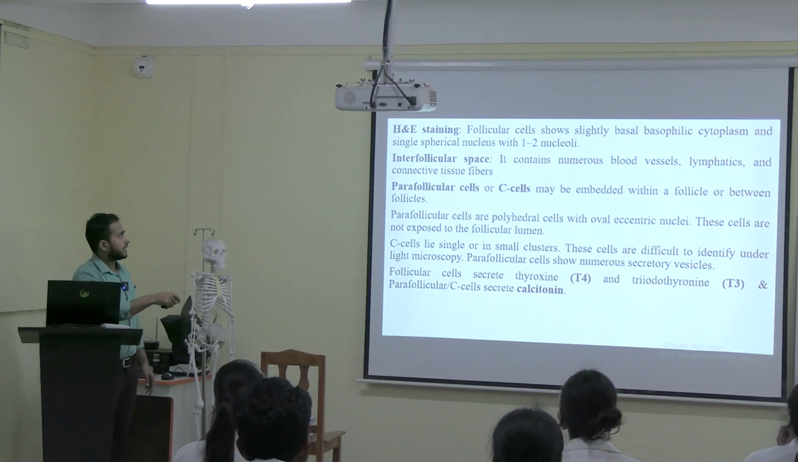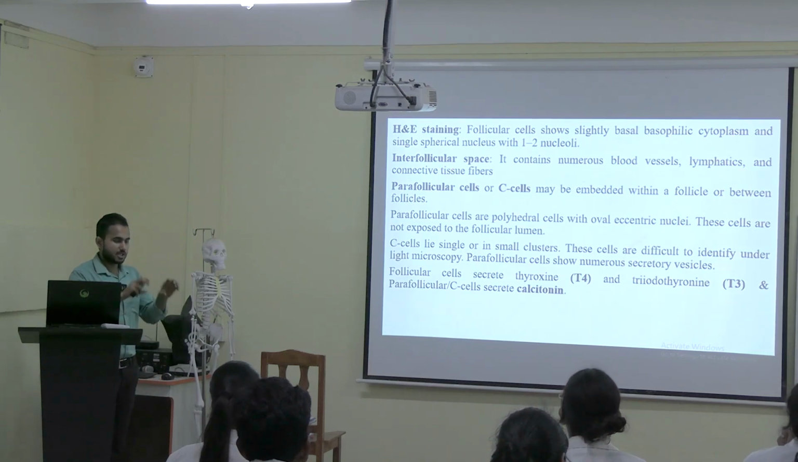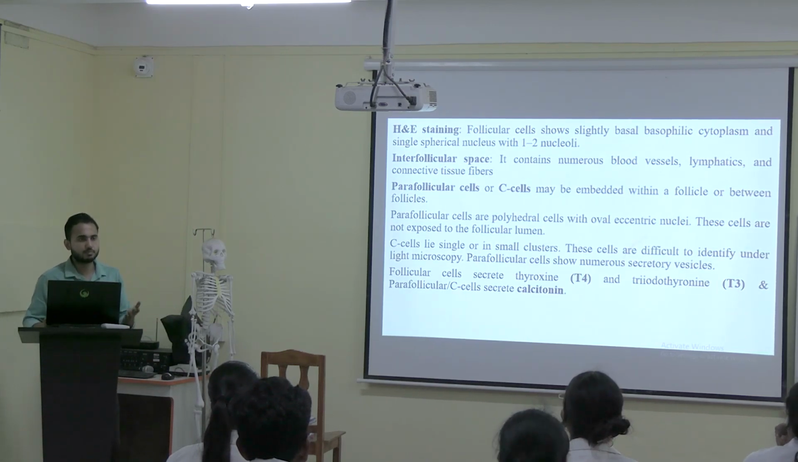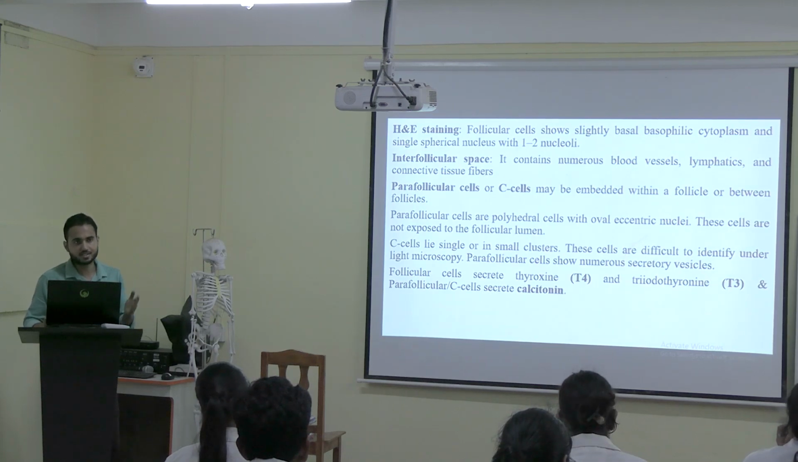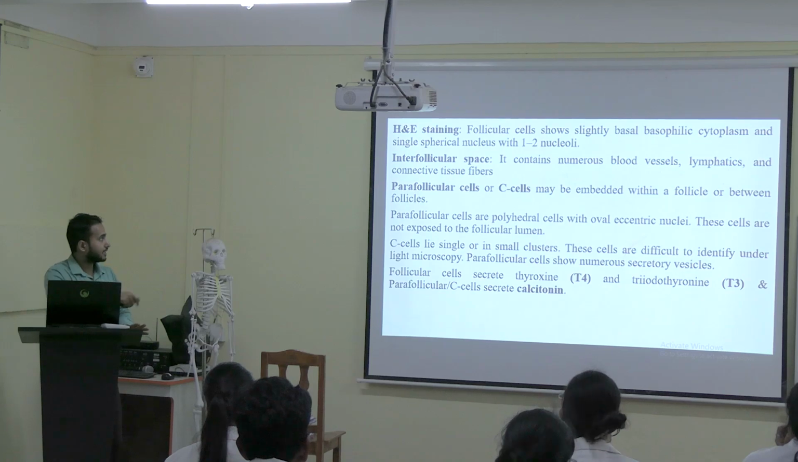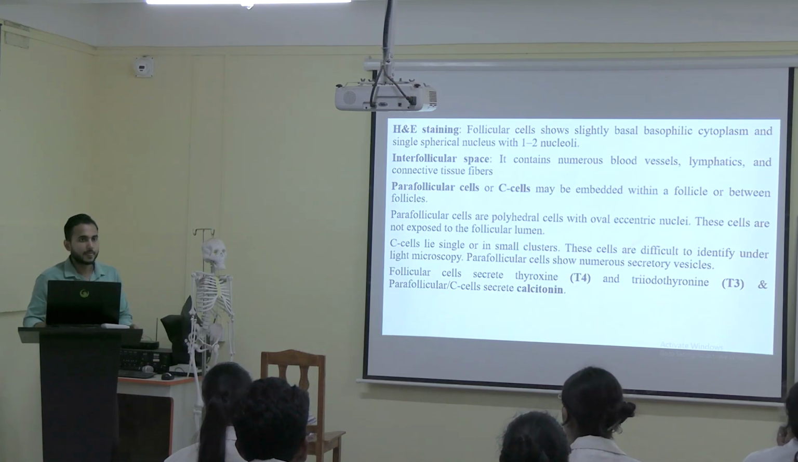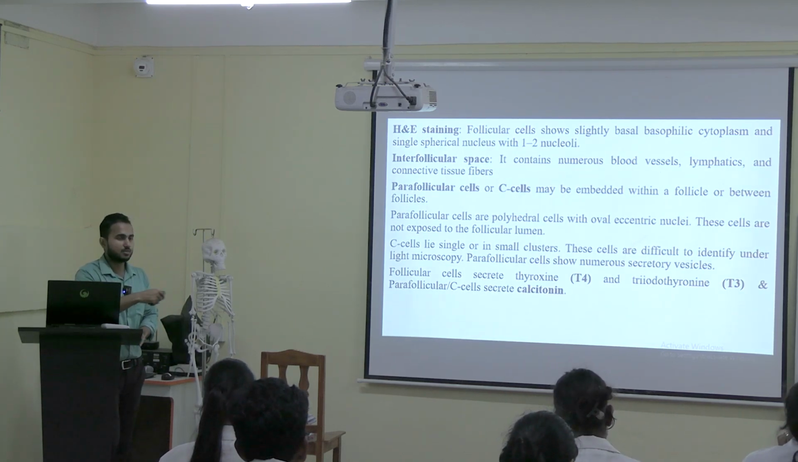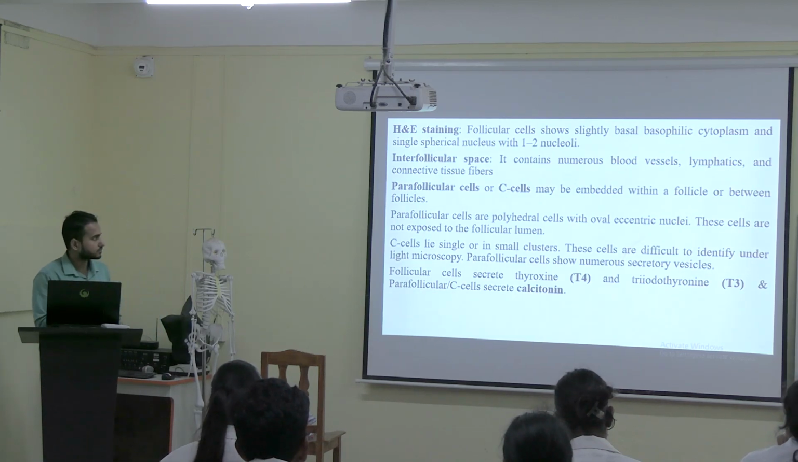Next, interfollicular space is there. That means in between the follicles the space which is there, that is called interfollicular space. What is present in it? Nerve fibers, blood vessels, lymphatics, all those things are present in between the follicles, and these are called as interfollicular space. Okay? Next, in the interfollicular space, another special type of cells are present, and these are called as parafollicular cells. Okay, these are called as parafollicular cells.